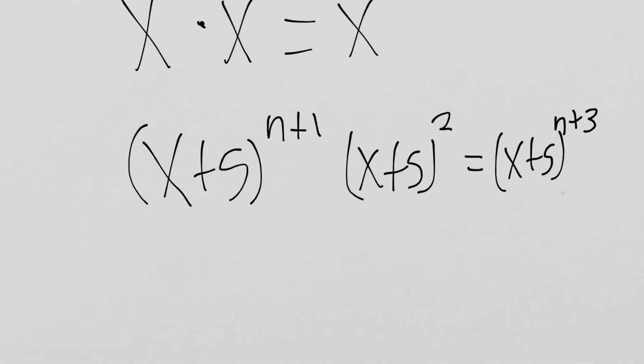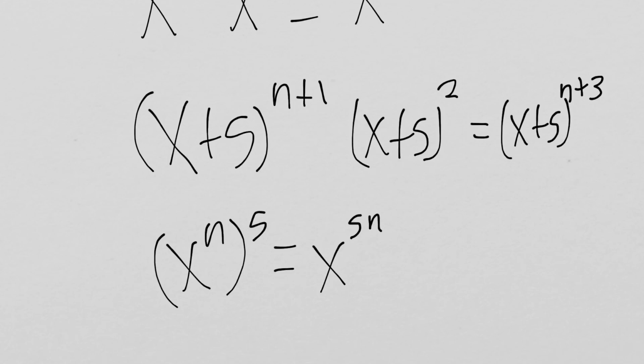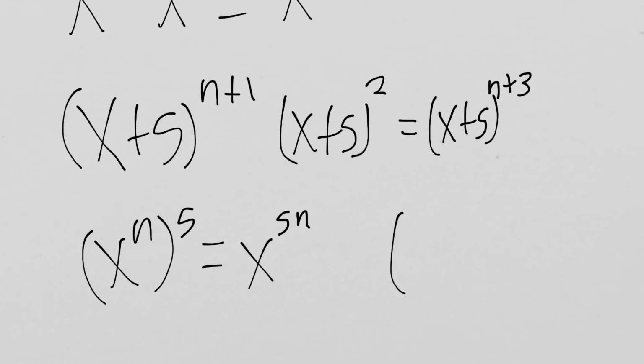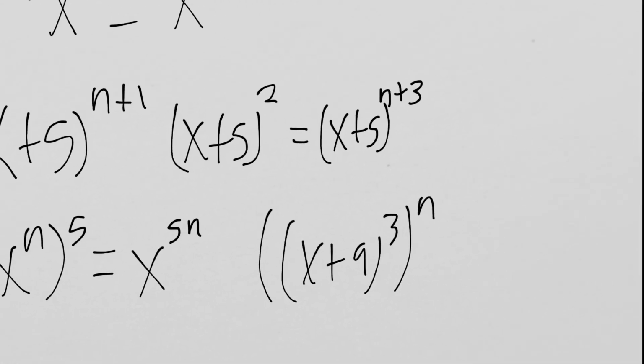And then finally, obviously, if we have something like x to the n, and then we raise that to the 5 power, that's going to give us x to the 5n, because we're just going to multiply our exponents, right? If I have x plus 9 to the third power, and then I raise that whole thing to the n, that's just going to give me x plus 9 to the 3n.